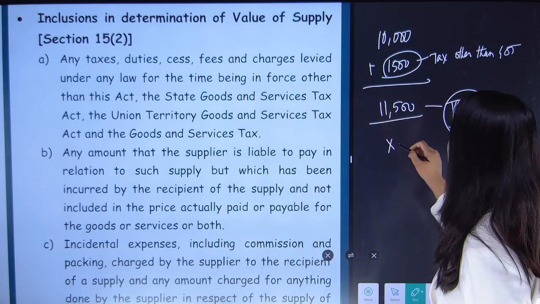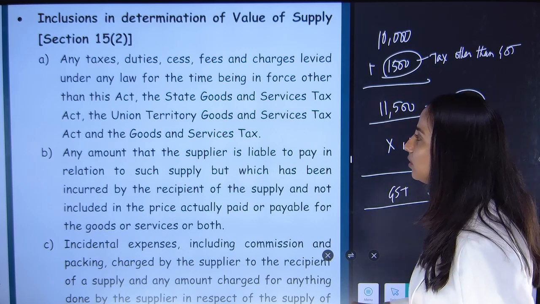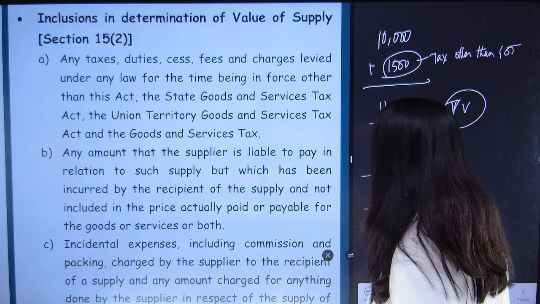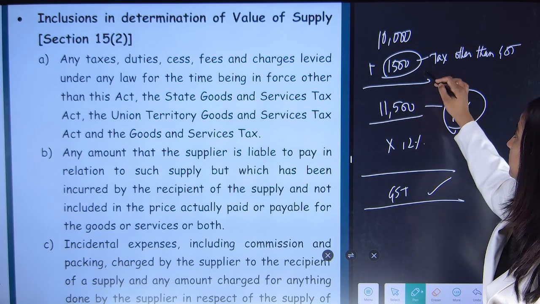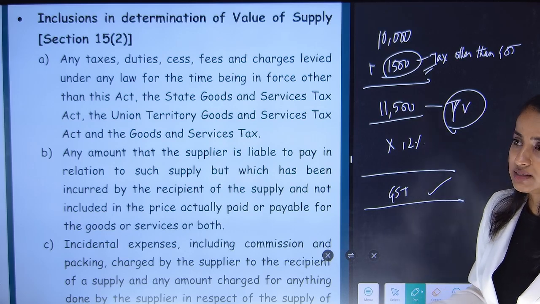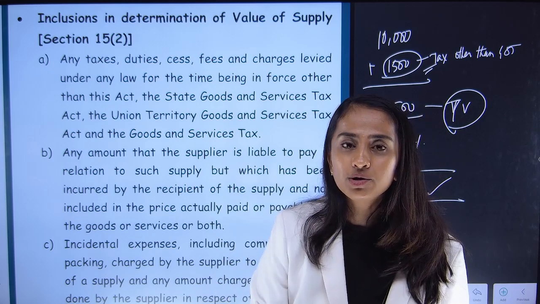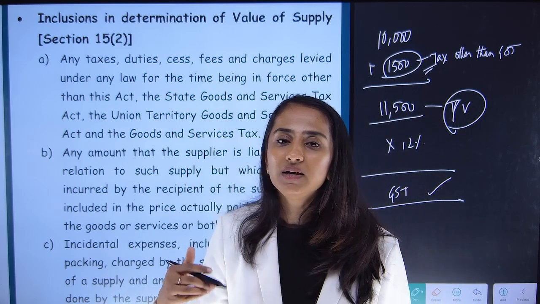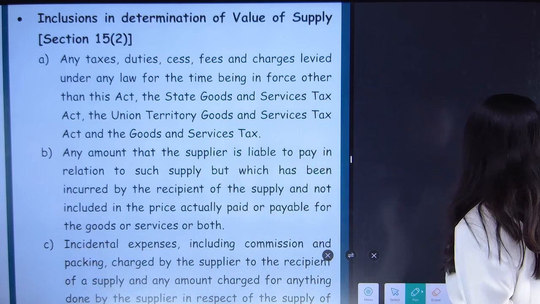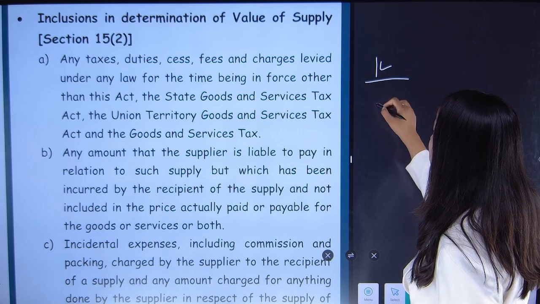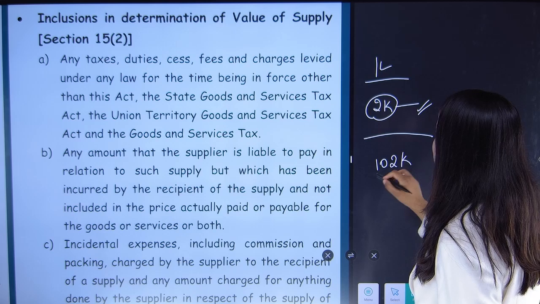On this value, let's say you will charge 12%. This will be your GST amount. Clear? Okay. Now, any amount that the supplier is liable to pay in relation to such supply, but which has been incurred by the recipient. Let's say there was something that was the supplier's liability, but the recipient already paid it on behalf of the supplier. Does that mean it should not get added to the value? No. Even if the recipient incurs it on behalf of the supplier, say 1 lakh worth of goods are sold, transportation charges of 2k, recipient pays directly, the actual transaction value will be 1,02,000.